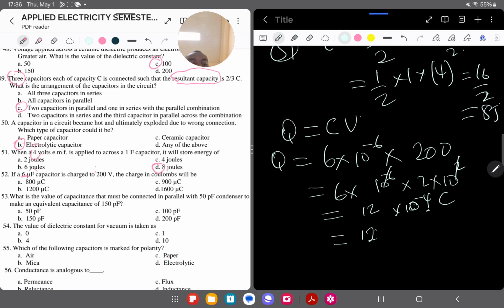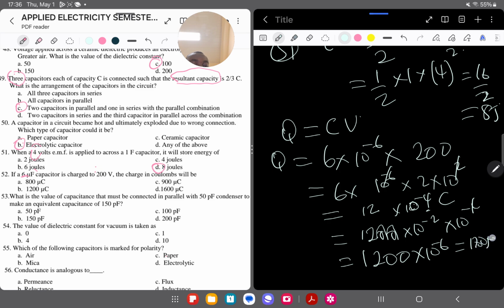This is the point. You have to move twice, right? 1, 2. So by moving this, that will be 10 to the power minus 2 times 10 to the power minus 4 here. And then I come and add my 0, so that will be 1200 times 10 to the power minus 6, which is 1200 microcoulombs. So the answer here is B.